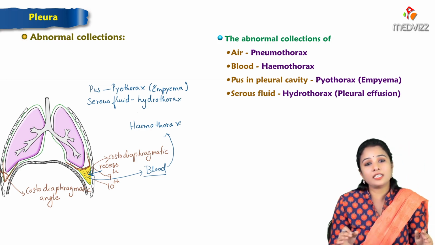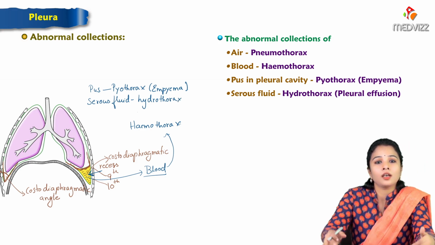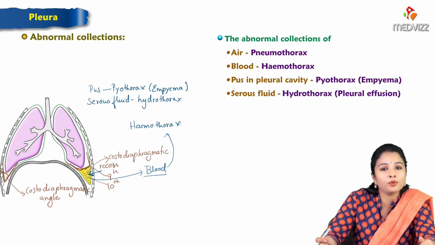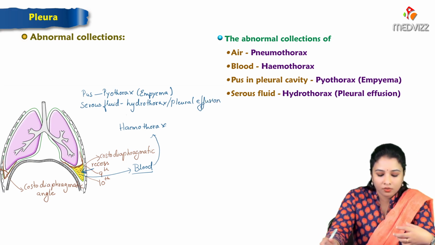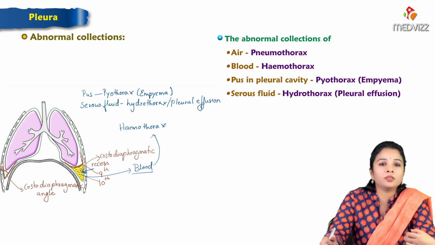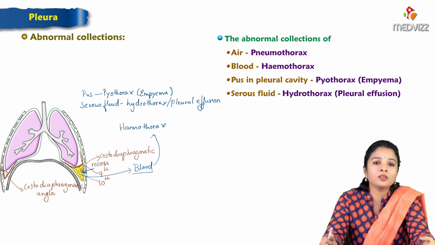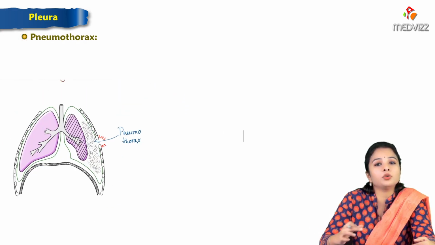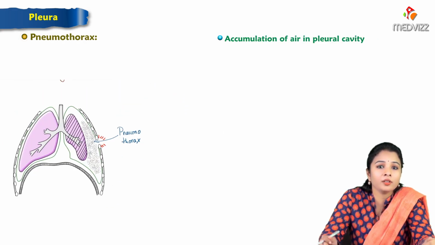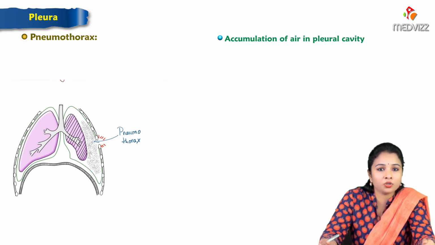So collection of the serous fluid is called hydrothorax, otherwise called pleural effusion. These are the different types based upon the content which is present within the pleural cavity. Starting with the pneumothorax: accumulation of air in the pleural cavity is called pneumothorax.